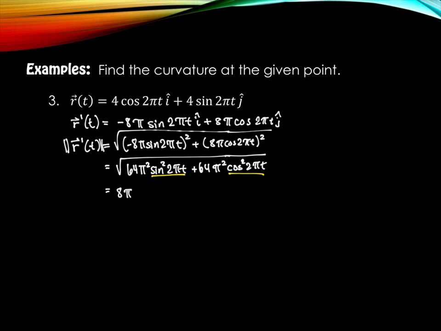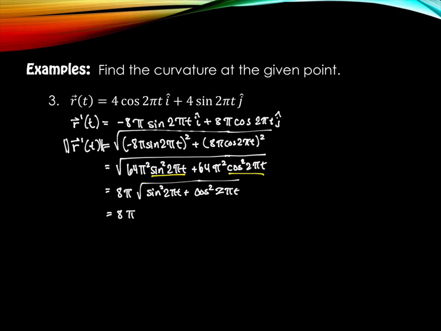And then what that leaves us with is exactly those yellow pieces that I've marked, sine squared 2 pi t plus cosine squared 2 pi t. And that's a Pythagorean identity, right? Everything that's underneath there is equal to 1. Square root of 1 is 1. We end up just getting 8 pi.